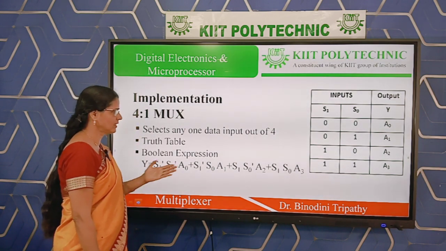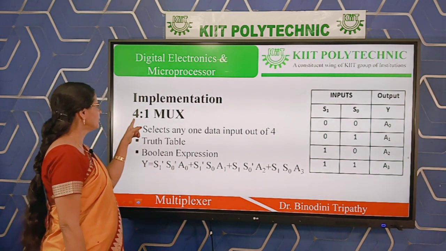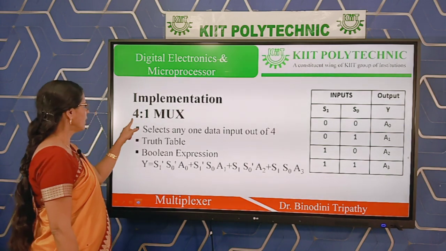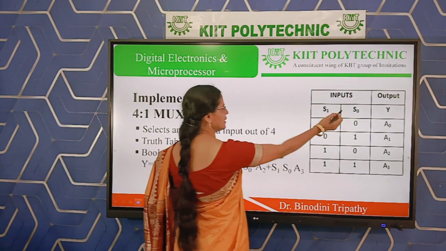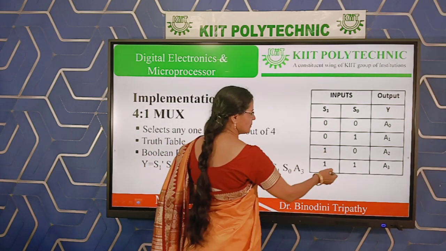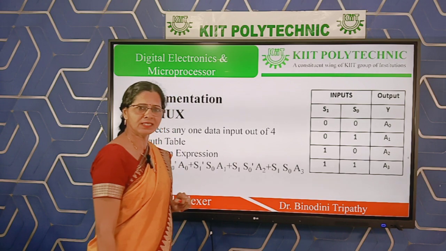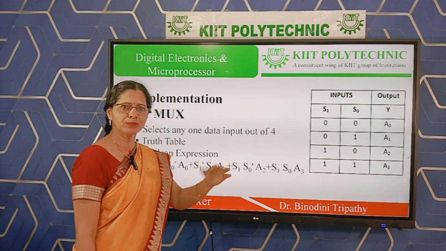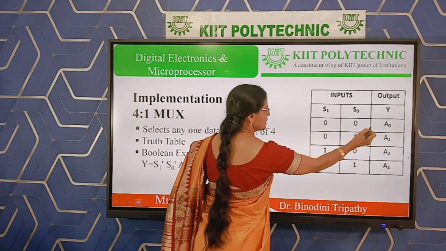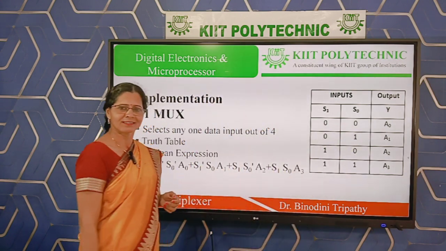4:1 mux. Now this is your 4:1 mux. The 4:1 mux means 4 inputs, 1 output. So how many selection inputs will be? 2 selection inputs. Now S1, S0, 2 selection inputs. 2 selection inputs give 4 possible combinations. 2 inputs means 4 combinations possibility.